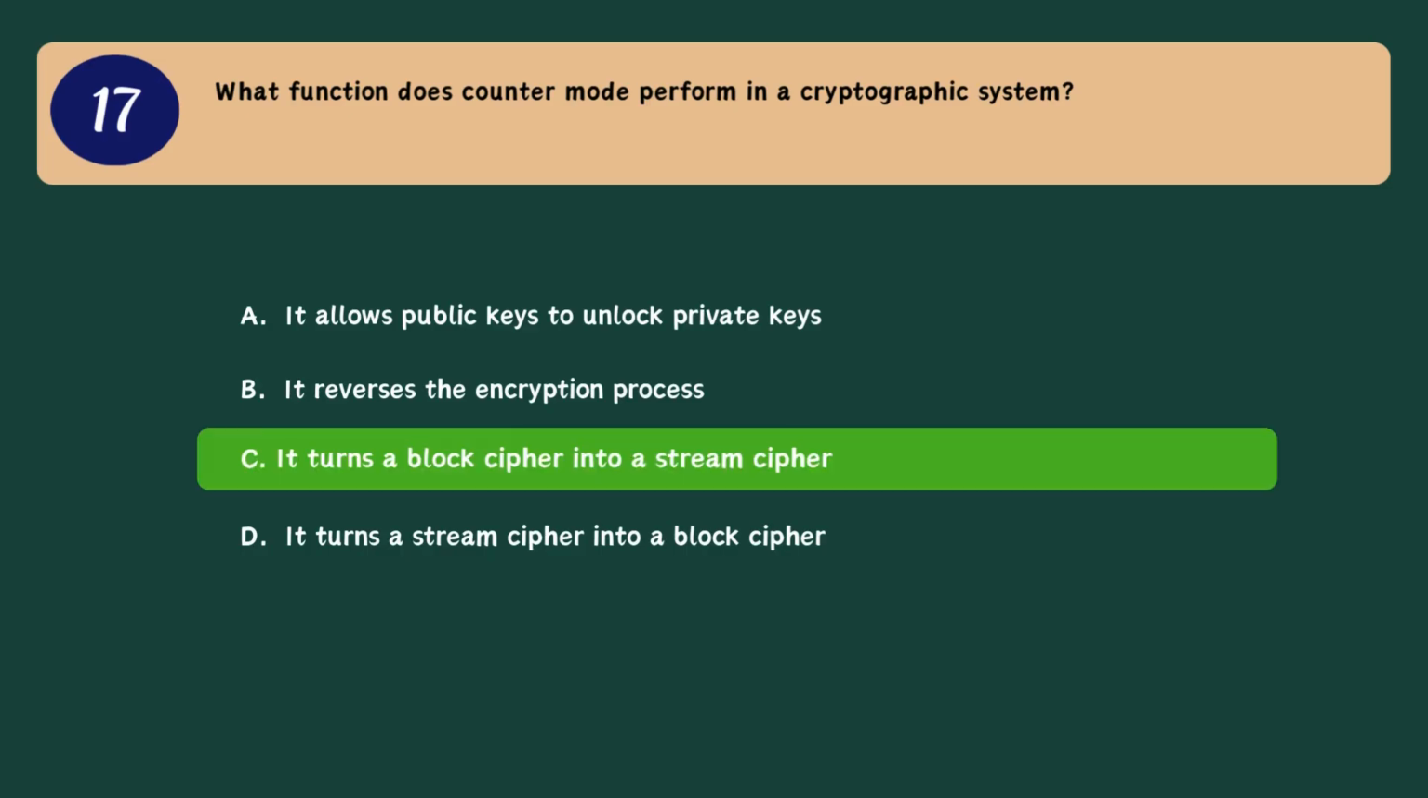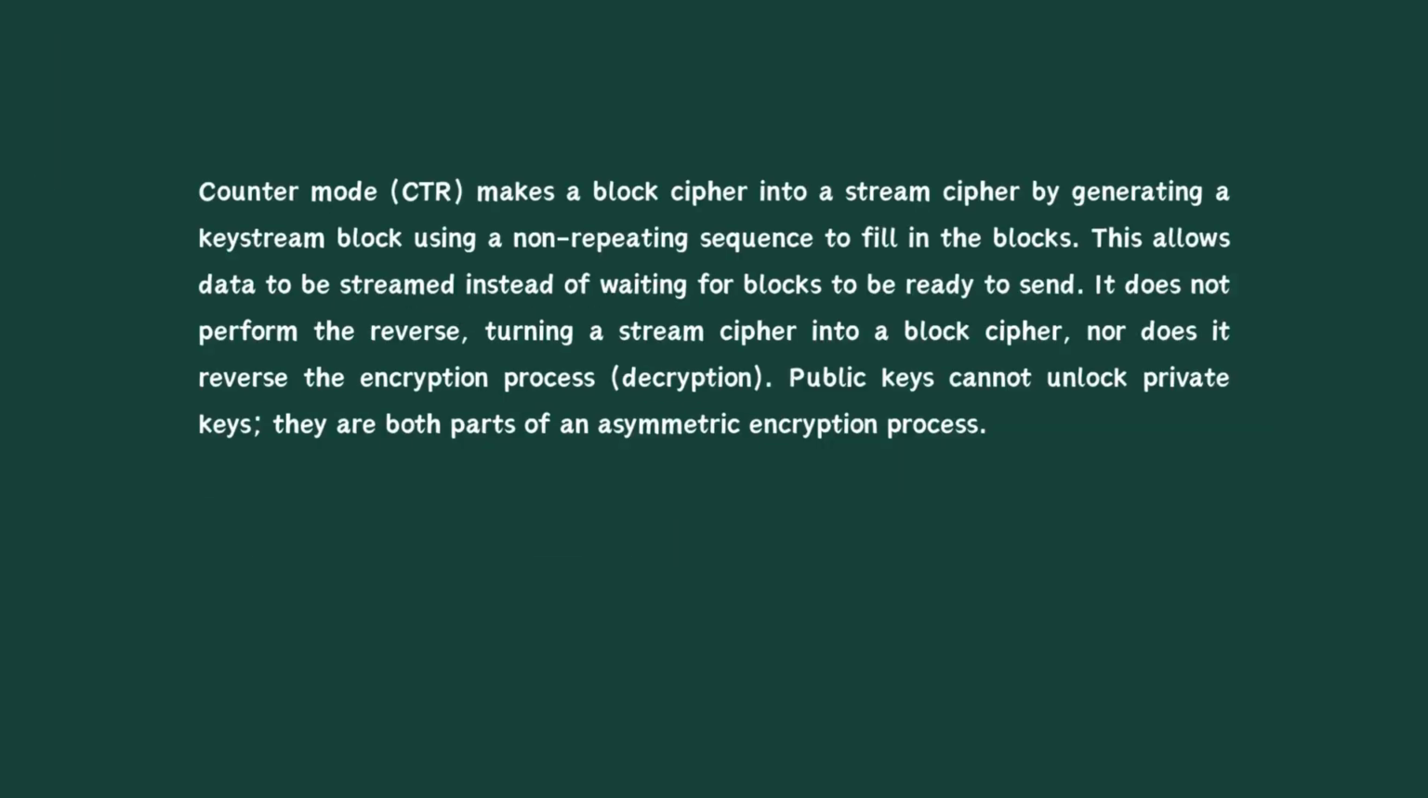Correct answer. C. It turns a block cipher into a stream cipher. Counter mode makes a block cipher into a stream cipher by generating a keystream block, using a non-repeating sequence to fill in the blocks. This allows data to be streamed instead of waiting for blocks to be ready to send. It does not perform the reverse, turning a stream cipher into a block cipher, nor does it reverse the encryption process, decryption. Public keys cannot unlock private keys. They are both parts of an asymmetric encryption process.